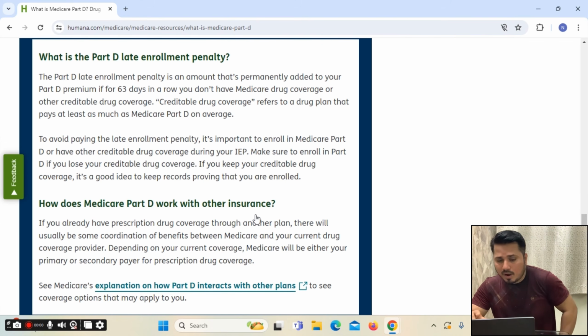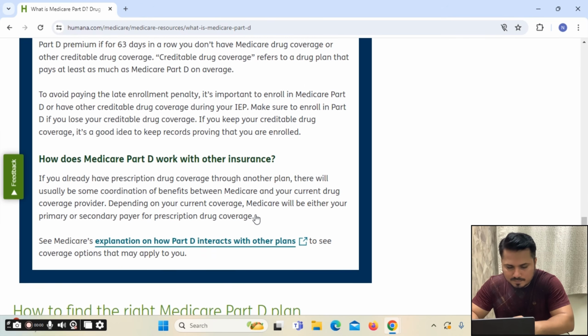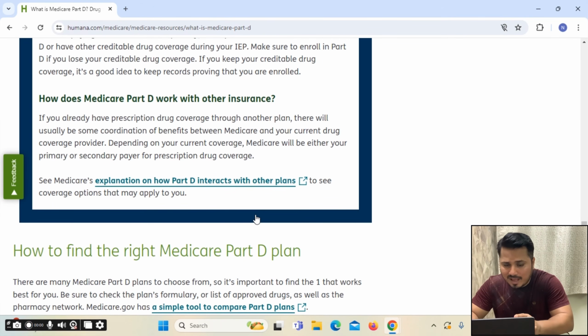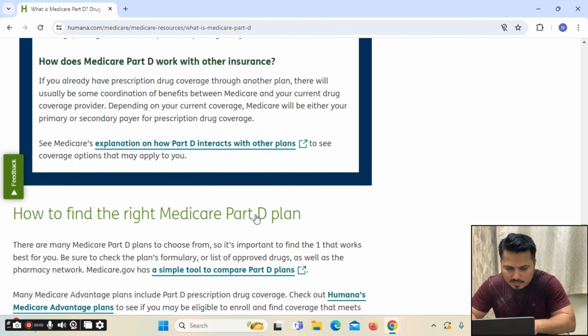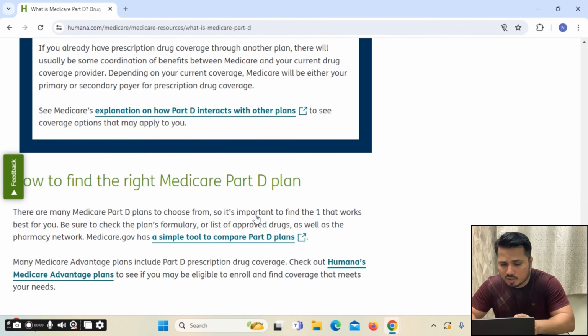How does Medicare Part D work with other insurance? If you already have prescription drug coverage through another plan, there will usually be some coordination of benefits between Medicare and your current drug coverage provider. Depending on your current coverage, Medicare will be either your primary or secondary payer for prescription drug coverage, guys. See Medicare's explanation on how Part D interacts with other plans to see coverage options that may apply to you.